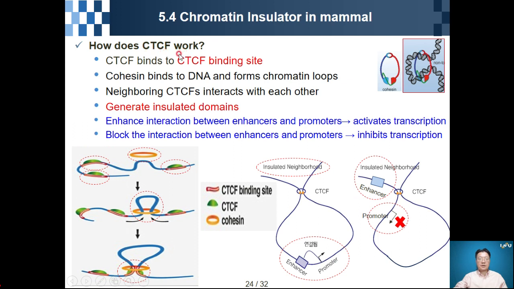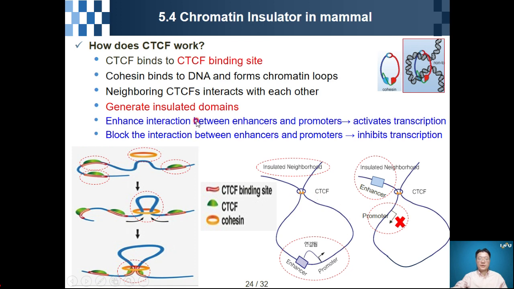So this is how CTCF works. Once again, CTCF binds to the CTCF binding site. After that, cohesin also binds to the DNA, so it forms a chromatin loop. In this case, neighboring CTCFs can interact with each other. So finally, they will generate insulated domains like this.